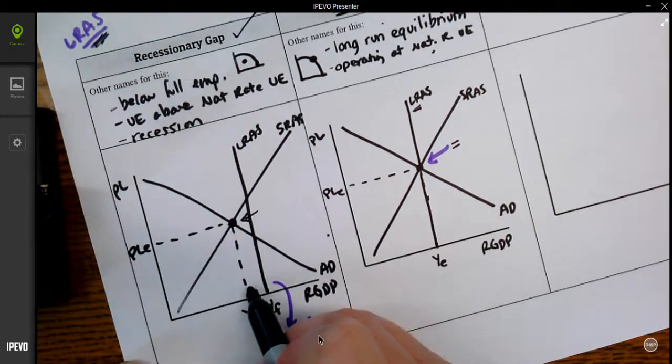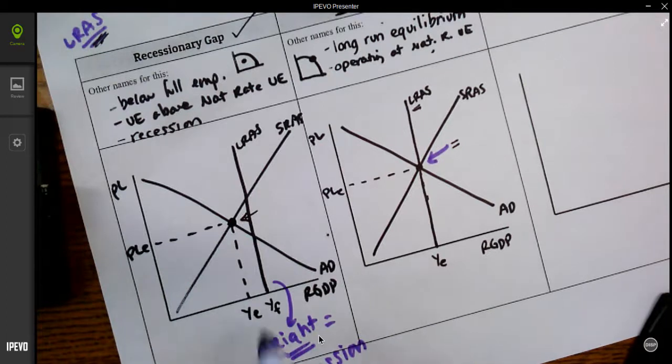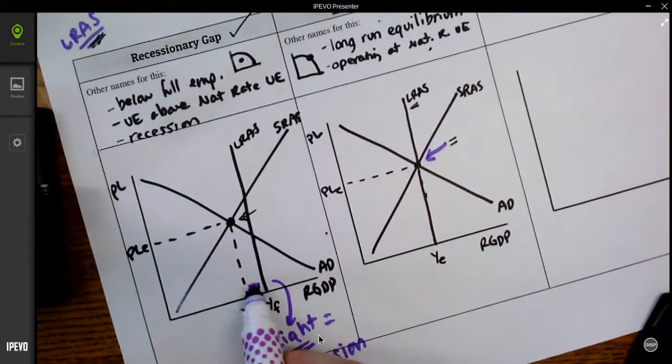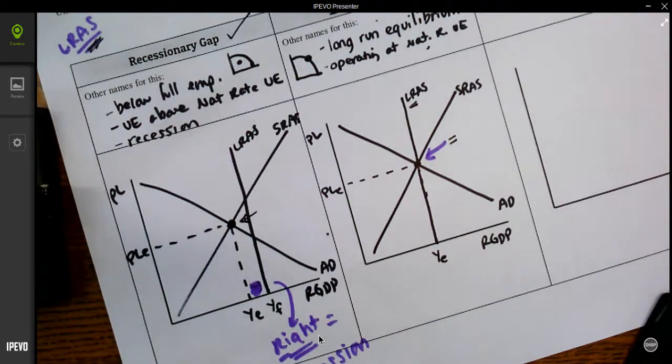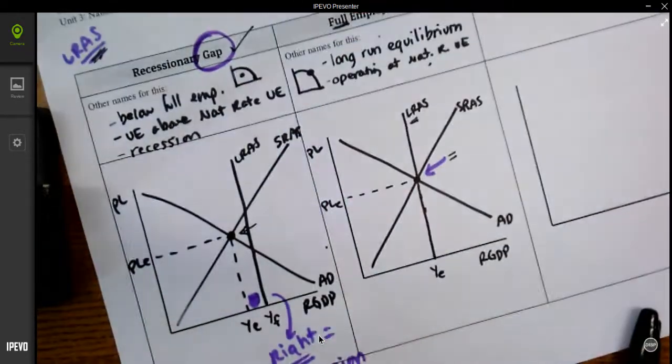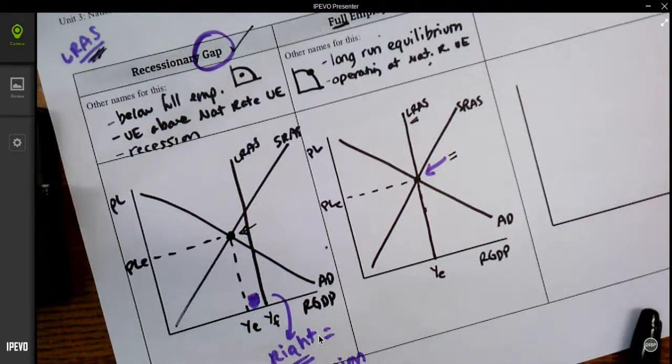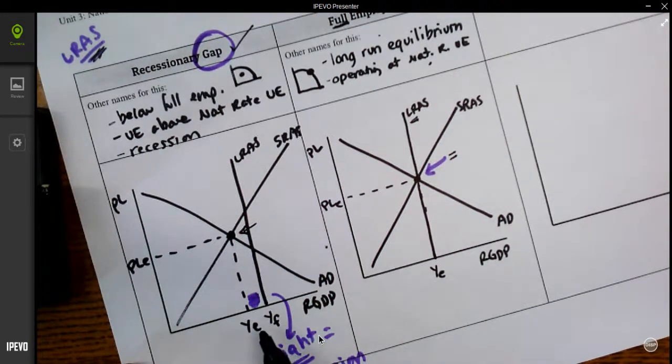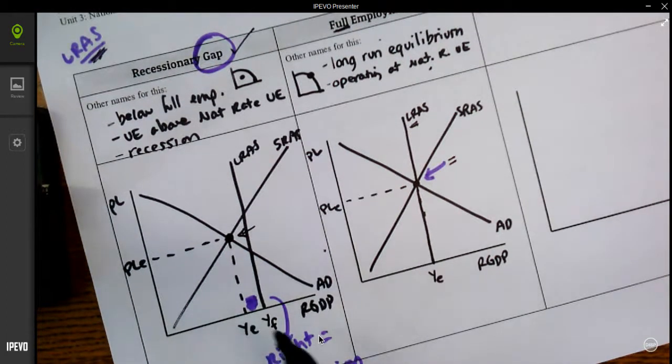So if you look at this, you'll see that there's a space in between where we're currently operating and where we should be with full employment. And that's why this is called a recessionary gap. The space in between the current short run equilibrium and full employment is known as a recessionary gap. So what do you think an inflationary gap looks like? It looks like quite the opposite, okay?